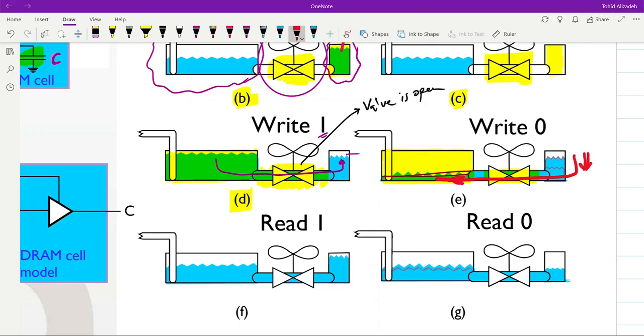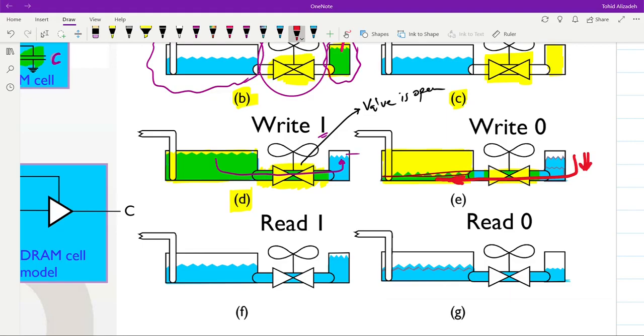If it already had the 0 value stored, then the opening of the valve wouldn't result in the movement of the flow of the liquid between these two tanks, because for both of them we had the level low, and therefore as a result the final level of the liquid in the small tank will remain as low or 0. So that's what we have for writing.